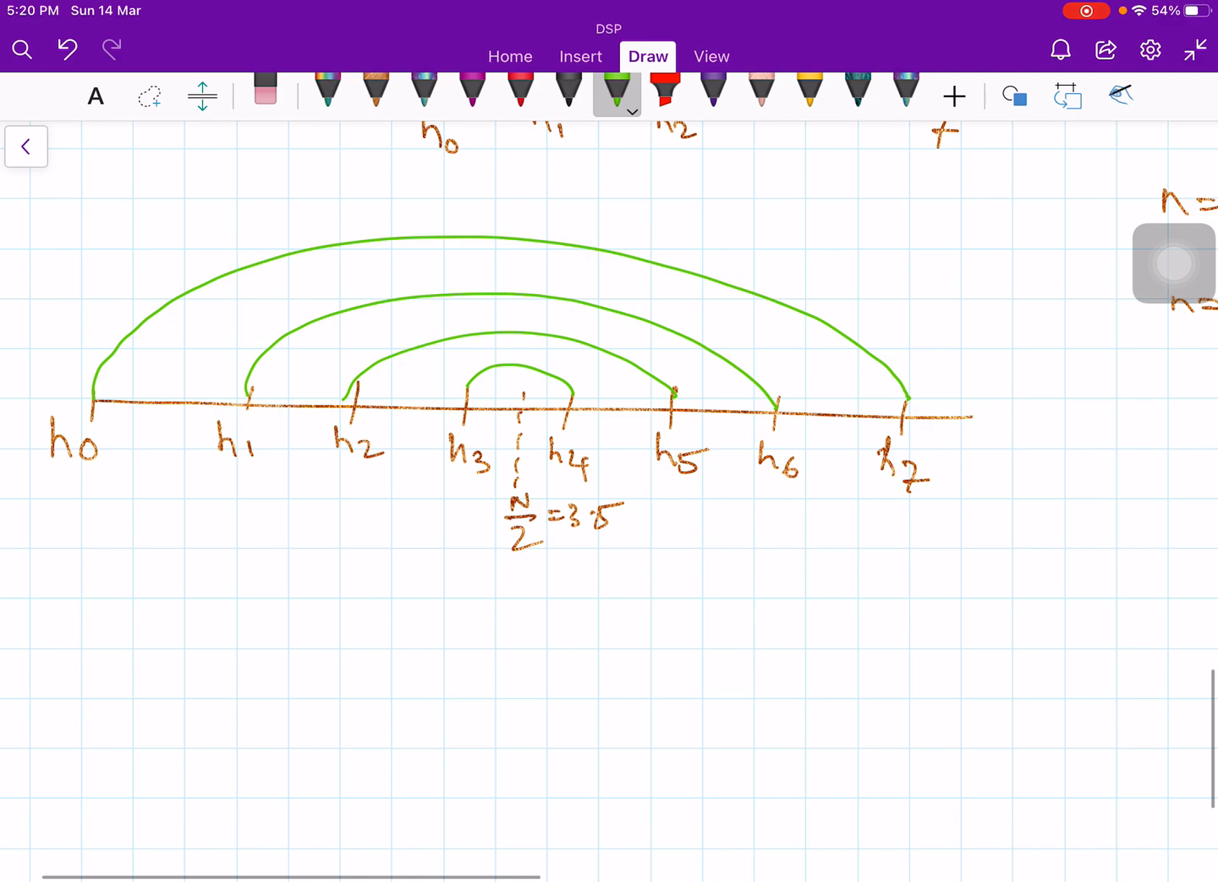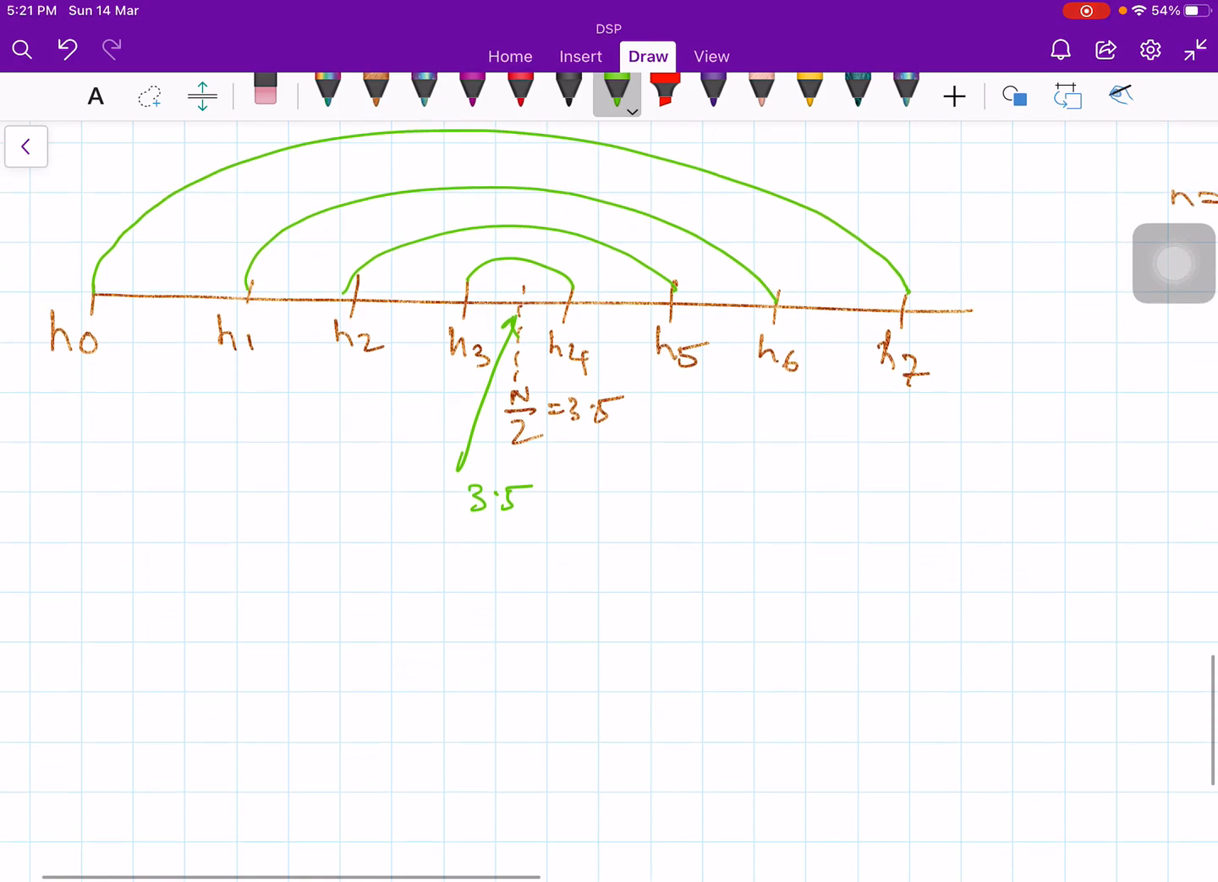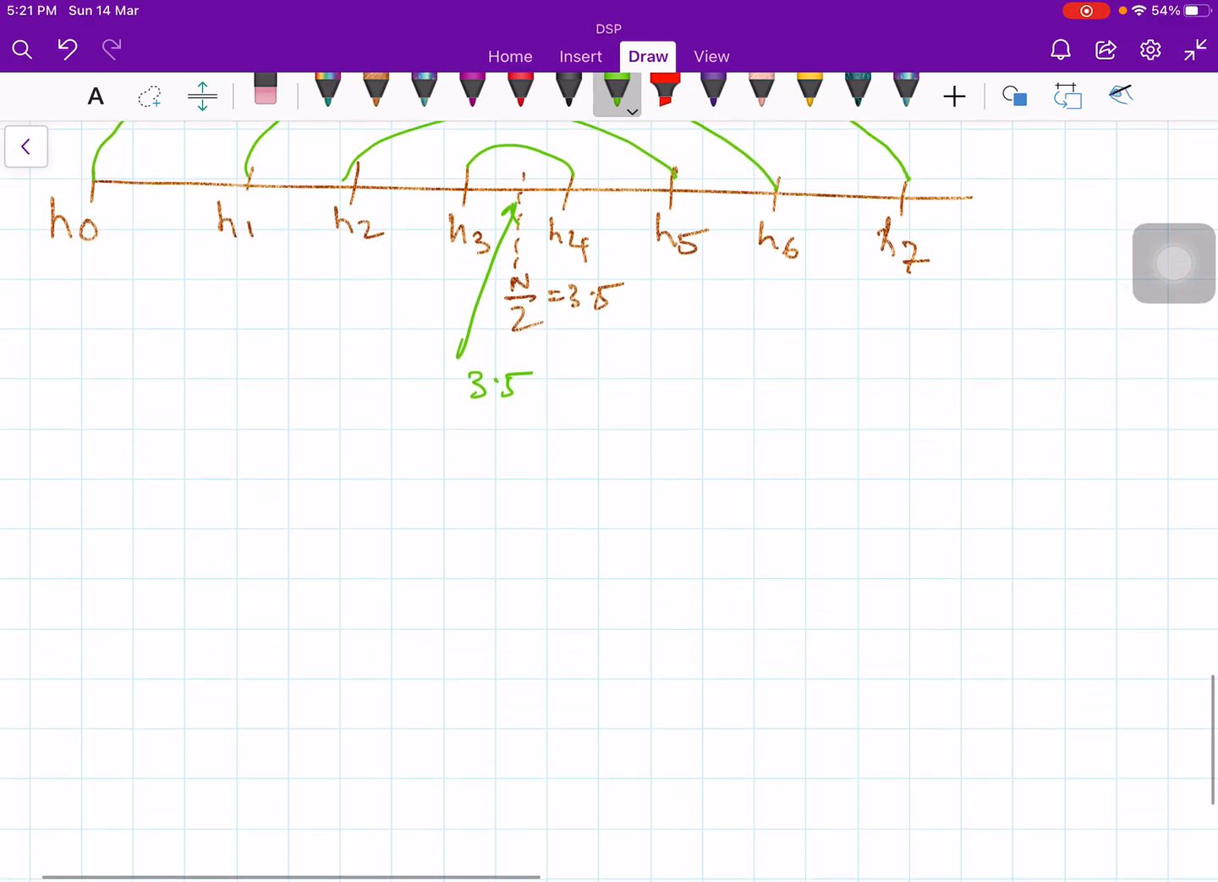But at N by 2 the sample does not exist, because 3.5 is not an integer, so a sample does not exist at that point. So the midpoint is around 3.5, where a sample does not exist, and this gives some special properties. Let's see what those properties are. So h0 is equal to h7, h1 is equal to h6, h2 is equal to h5, then h3 is equal to h4.